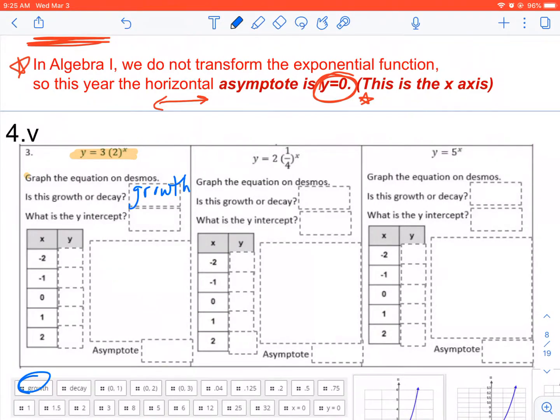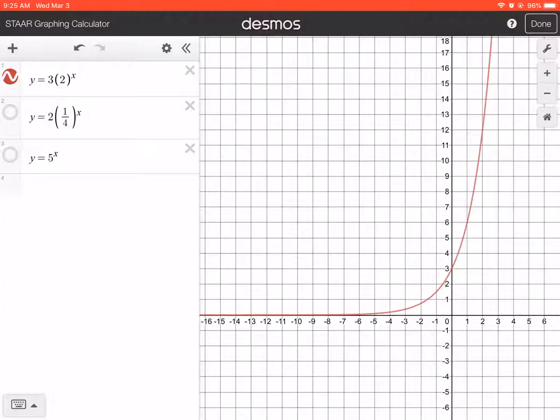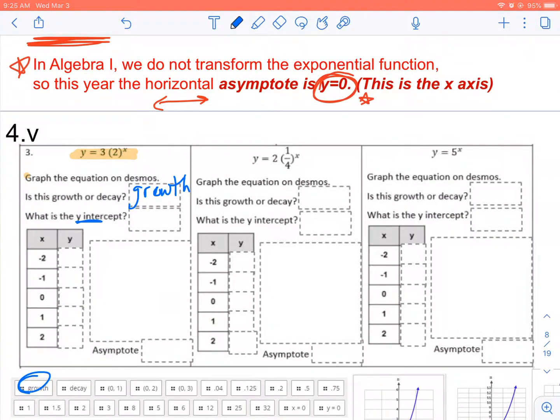And from now on, I'm just going to mostly write in what we're doing. What is the y-intercept? The y-intercept, remember, is where it's crossing the y-axis. And on Desmos, you can actually tap, and it will tell you the point (0, 3). So we are going to then go down here, and we are going to click in 3.